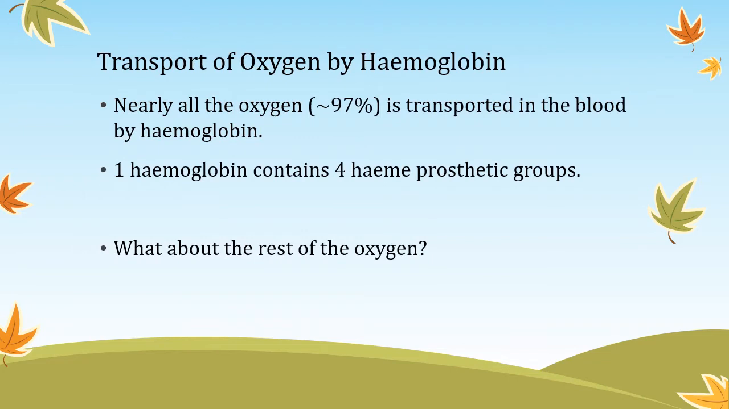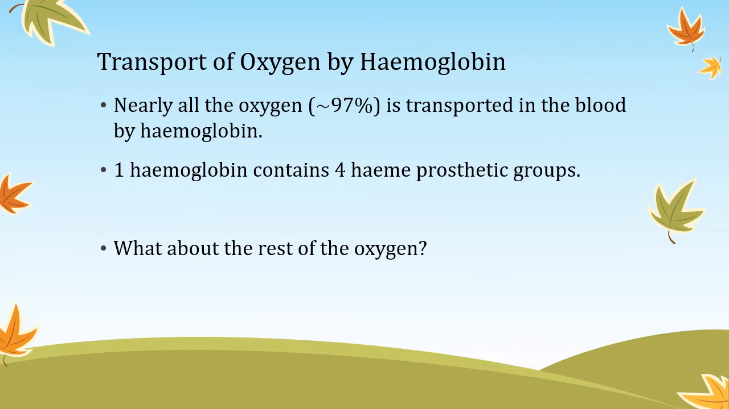So the transport of oxygen is mostly by hemoglobin. About 97% is transported in the blood this way. That's almost all, right? And one hemoglobin contains four heme groups. We're going to talk about that later.